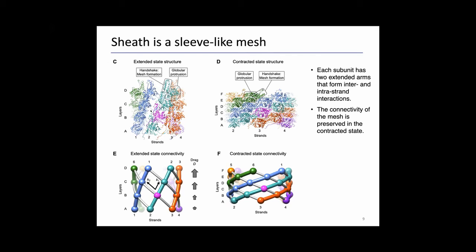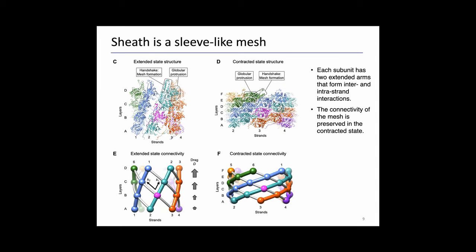So each subunit actually donates an arm to the layer below and to a neighboring strand next to it, and to the layer above. We can represent this schematically using this ball and stick representation. So we have this intra-strand connectivity and inter-strand connectivity. Again, this is just basically following along these linker arms that connect these sheath subunits.